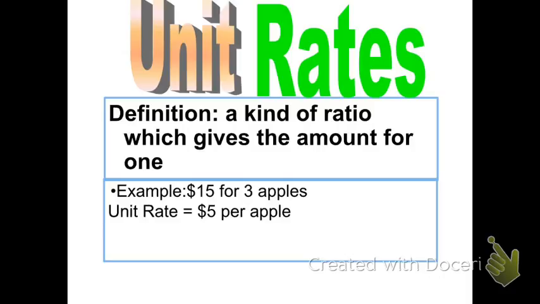So your example was, if it's $15 for 3 apples, how much is it for 1 apple? You divide 3 into 15 and you get 5. So it's $5 per apple. Those are very expensive apples. I probably would not buy them. Okay? But that's how that works.